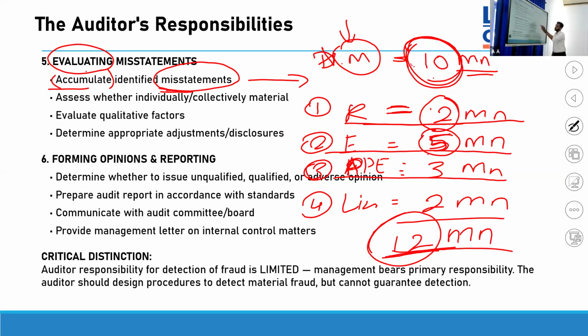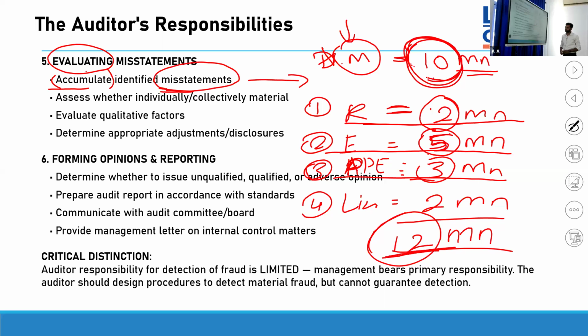Next one is, let's assume one of our assets, right? They have mistakenly recorded 3 million expenses as an asset. Let's assume. Then that is also one of the misstatements, right? 3 million. But if we compare with our materiality level, it is below materiality, right? 3 million, no? But our materiality level is 10 million.